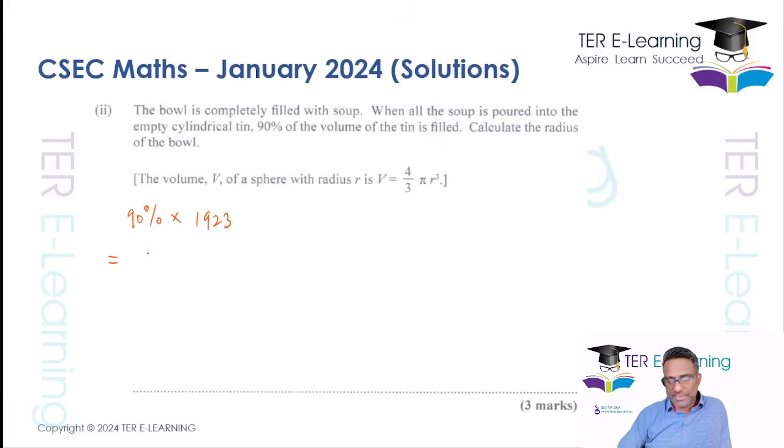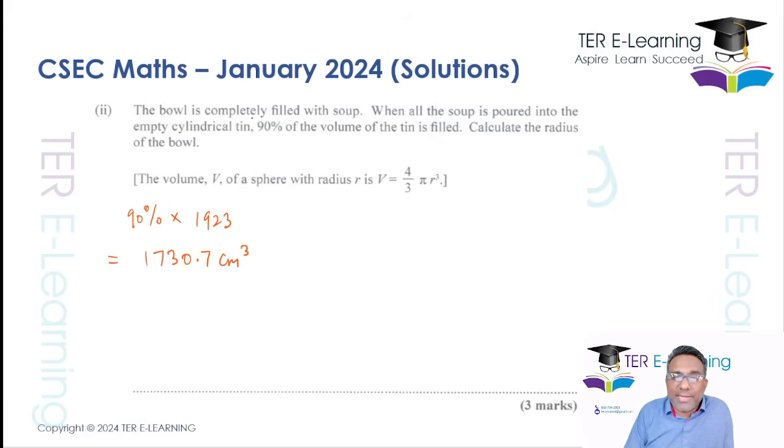So that is 0.9 multiplied by 1923, and you're going to get about 1730.7 cm³. So that's the volume of the liquid inside of the cylinder. Now, let's see what they said here.